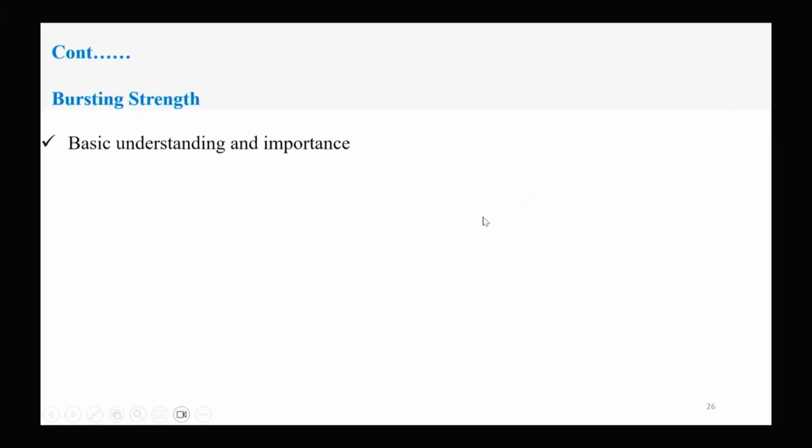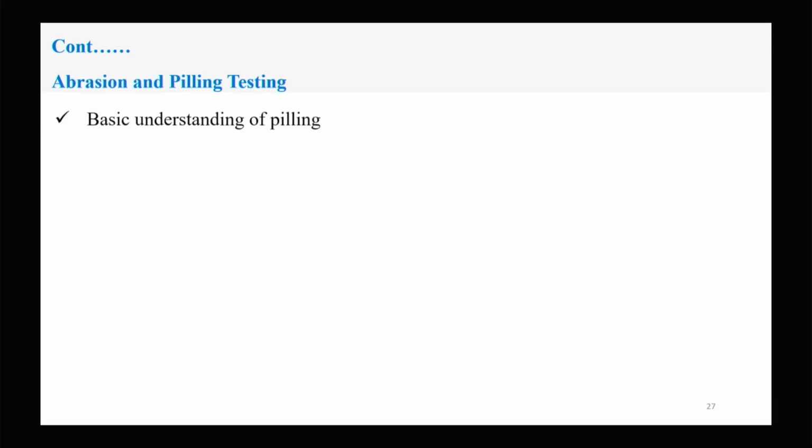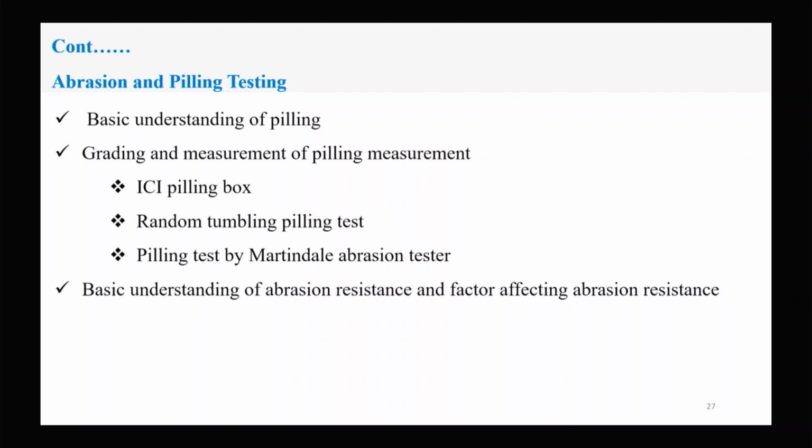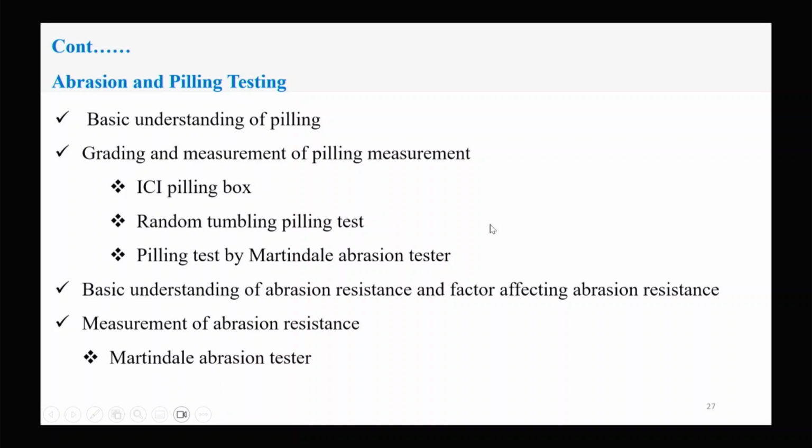Then bursting strength testing, basic understanding of the bursting, what are the applications of bursting strength, this will be discussed. Different types of bursting testing, like diaphragm type of testing and ball bursting testing, what are the limitations we will discuss. Abrasion and pilling, basic understanding, different types of pilling testing and abrasion testing, measurement of abrasion, and what are the factors which affect the abrasion testing.